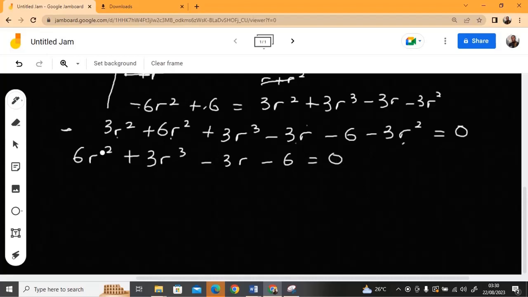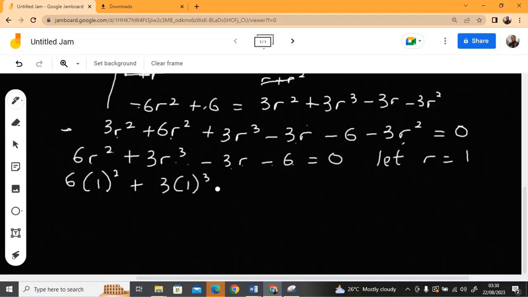So if I use 1 for r, we take it one after the other, using minus and plus. If I use 1, 1 squared is 1, 6 times 1 is 6, 1 cubed is also 1, 3 times 1 is 3, 6 plus 3 is 9. When I use 1 here, 3 times 1 is 3, minus 6 is 9. So let's say r equals 1, let's check. So we have 6 times 1 squared plus 3 times 1 cubed minus 3 times 1 minus 6 equals, let's check if it's equal to 0.